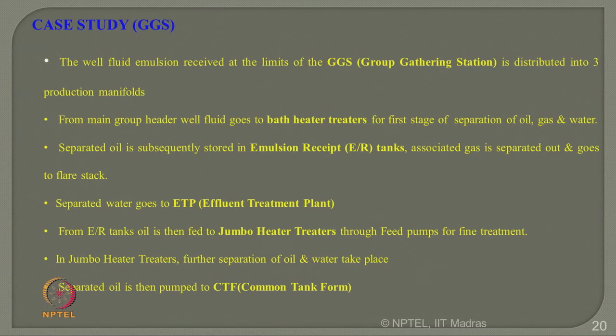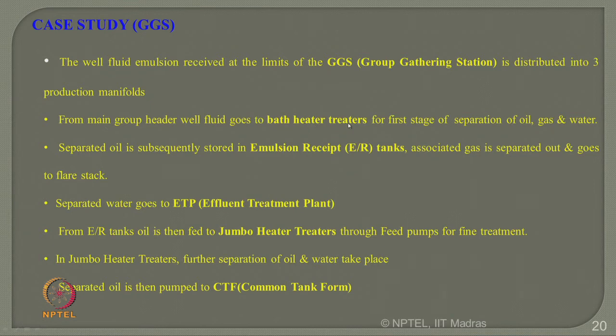Now, the well fluid emulsion received at the limits of a group gathering station is distributed into 3 production manifolds. These 3 production manifolds, which are used for producing crude oil, are collected and connected to the group gathering station. They are all connected to a group main header, where the fluid will flow to a space called the bath heater treater.